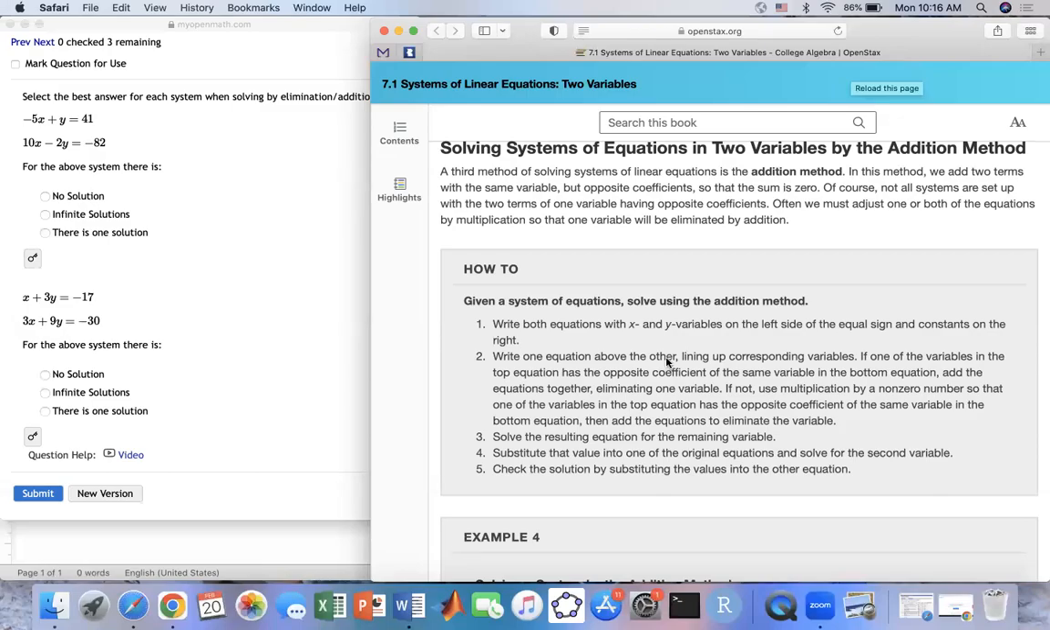So now we're going to learn how to solve the system of equations in two variables by the addition method. In summary, you can get rid of one letter so that you can find the other one, right? I have two examples right here.